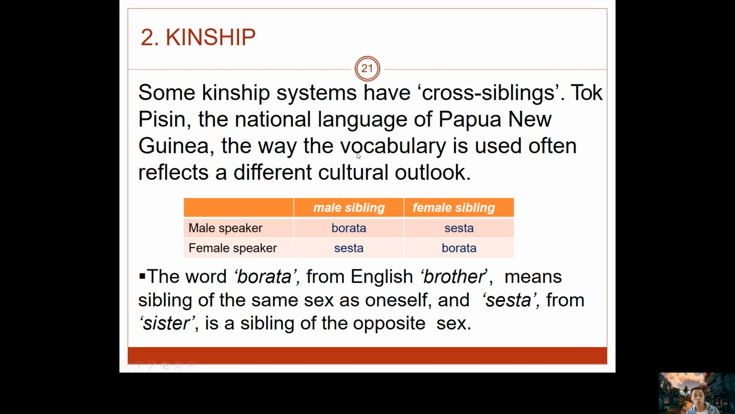The way the vocabulary is used often reflects the different cultural outlook. So the point is, a different cultural outlook will mean different vocabulary.